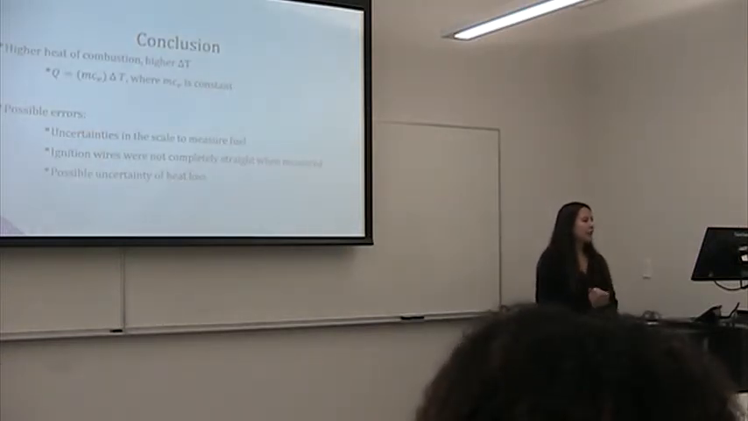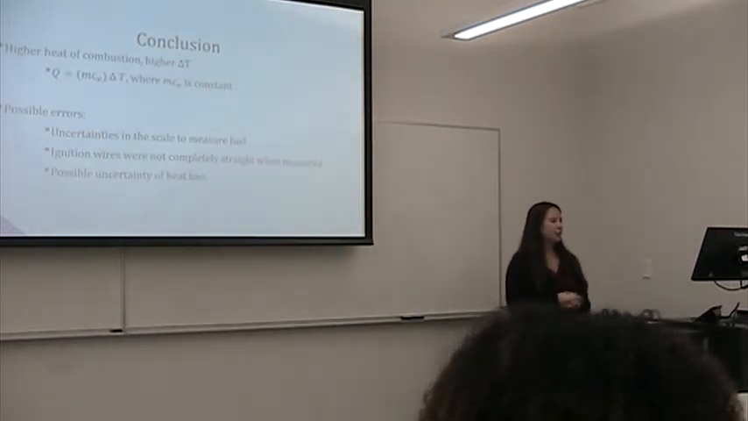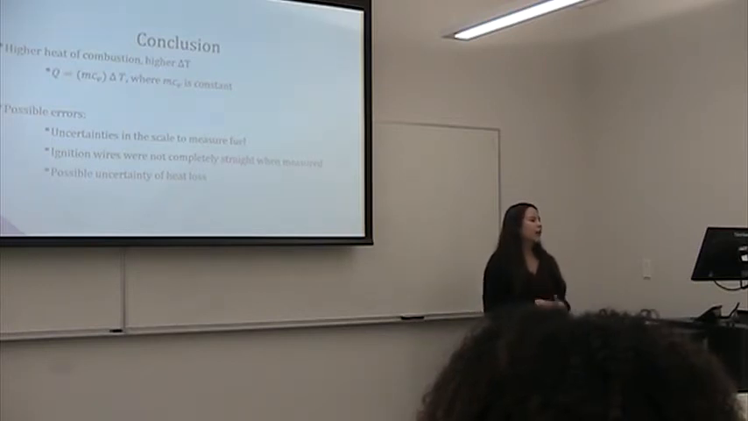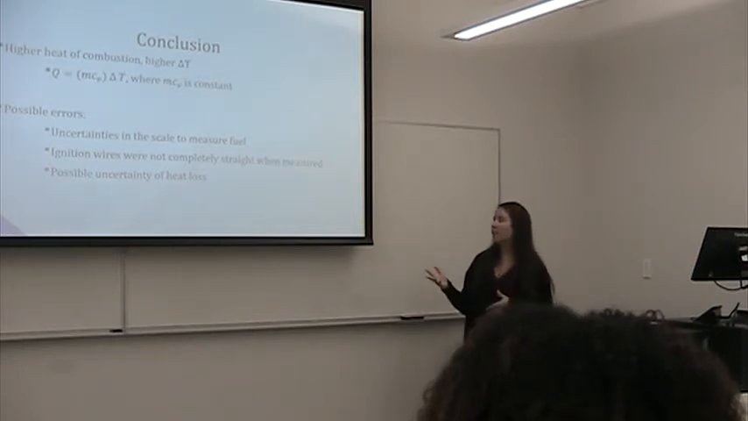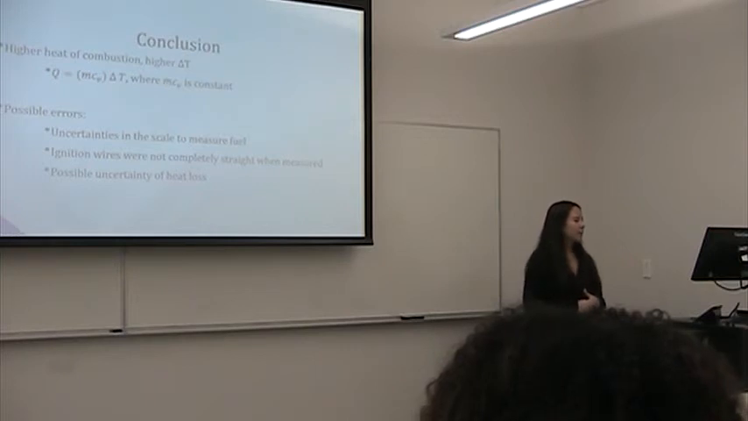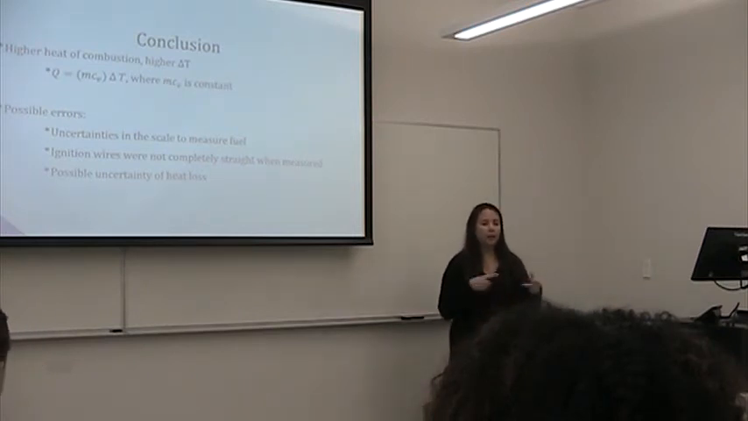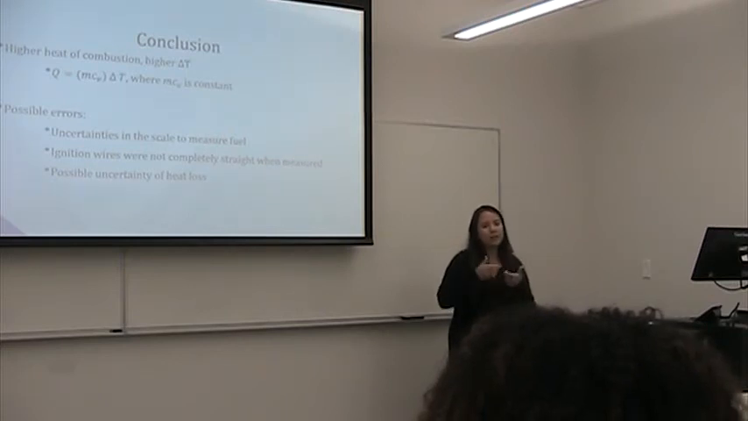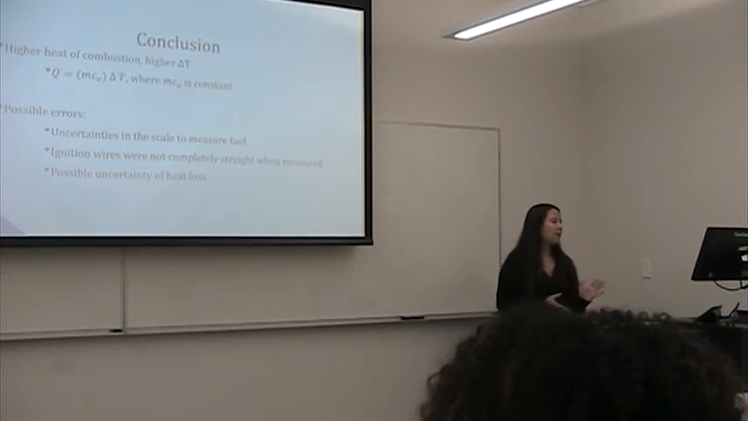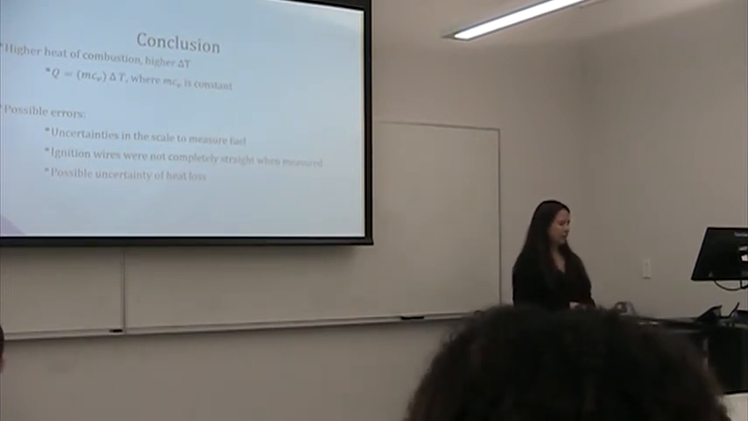As a conclusion, I can say that a higher heat of combustion will give us a higher delta T. Both of them are proportional to each other. And in our case, mCV was constant; we used it for both equations. Possible errors: there can be uncertainties in the scale used to measure the fuel. Also the ignition wires, after the procedure, we measured them and they were not completely straight, so we don't know if that's the whole length of the wires, and then possibly uncertainty of heat loss.